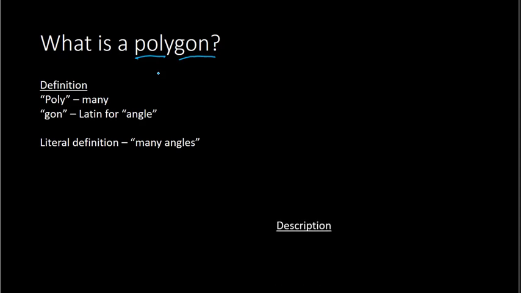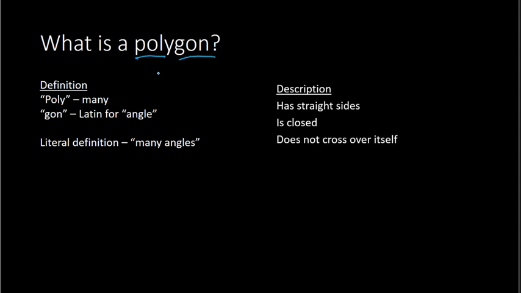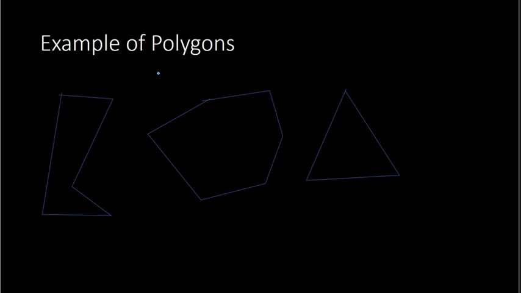More specifically, these shapes are going to have straight sides. These shapes will be closed, and these shapes will not cross over itself. So here we see three different examples, where with each polygon, we have straight sides. Each of these shapes is closed, and notice nothing crosses over itself.